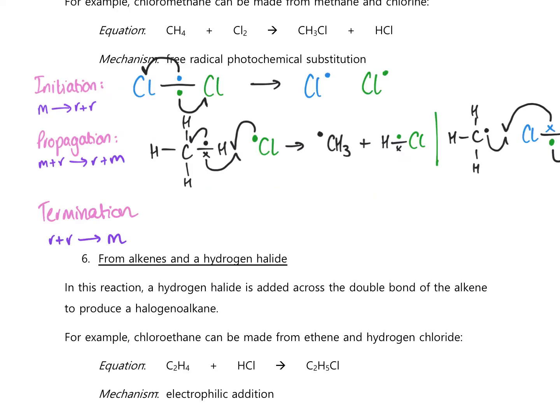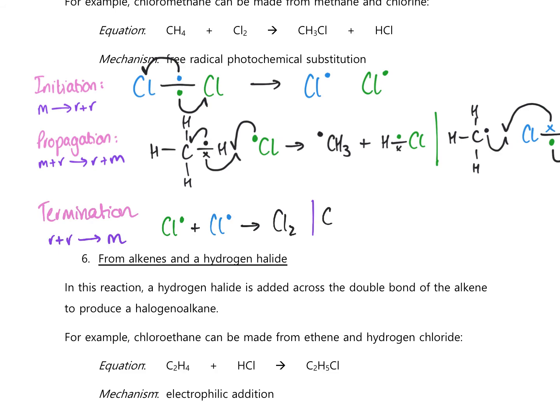Then finally, we've got our termination step, which involves 2 radicals joining together to form a molecule. So we can get here because our radicals have an unpaired electron. If we have 2 of those come together, they can form a covalent bond, and therefore they'll become a normal molecule as such. So there's 3 different ways that we can do this, because we have 2 different radical particles in this reaction. So we could have a chlorine reacting with another chlorine radical to produce Cl2.